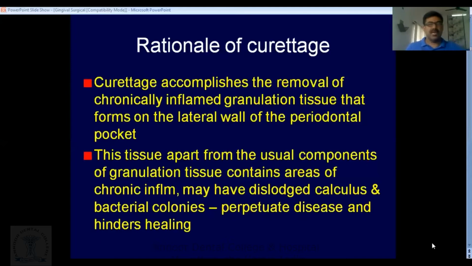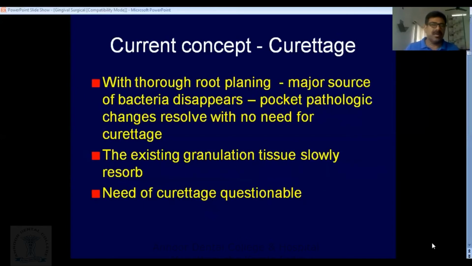So you do a scaling and root planing first, and then you do a curettage by which the hard tissue is also addressed, and then later on the soft tissue is also addressed. So all the inflammation in relation to the tooth is being removed, and all the inflammation in relation to the gingiva is removed, that means a curettage. So that is the rationale of doing curettage. But what is the present concept of curettage?